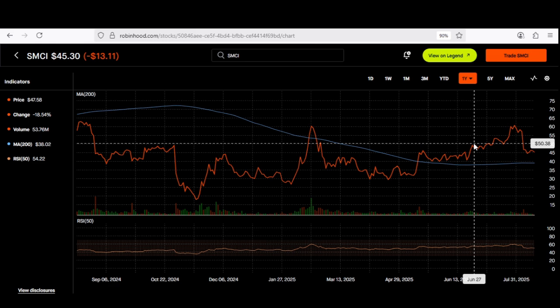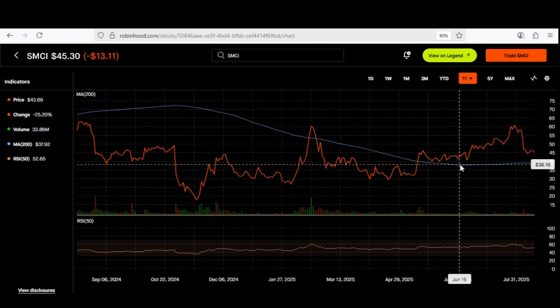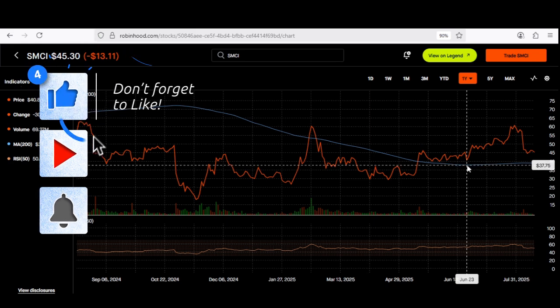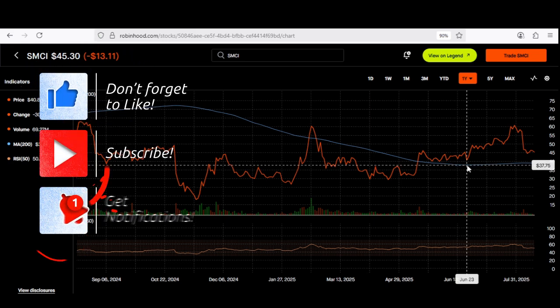So indicator number one is going to be this blue line right here, which is the 200-day moving average. What the 200-day moving average does is that it gives you the price the stock has been trading at for the last 200 days or 6 months. Now, how do I use this? Of course, you could use the 200 days in different ways, but I'm going to show you how I use it.